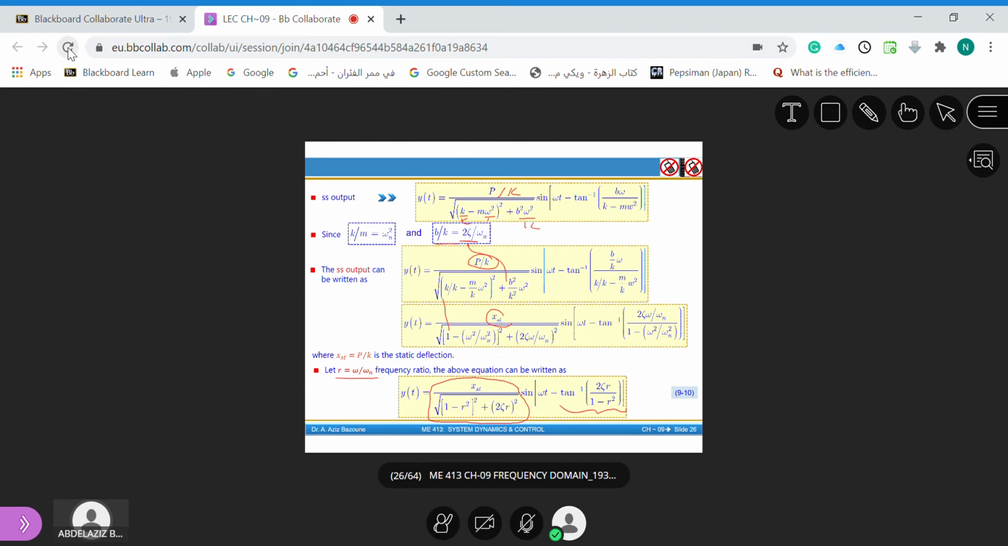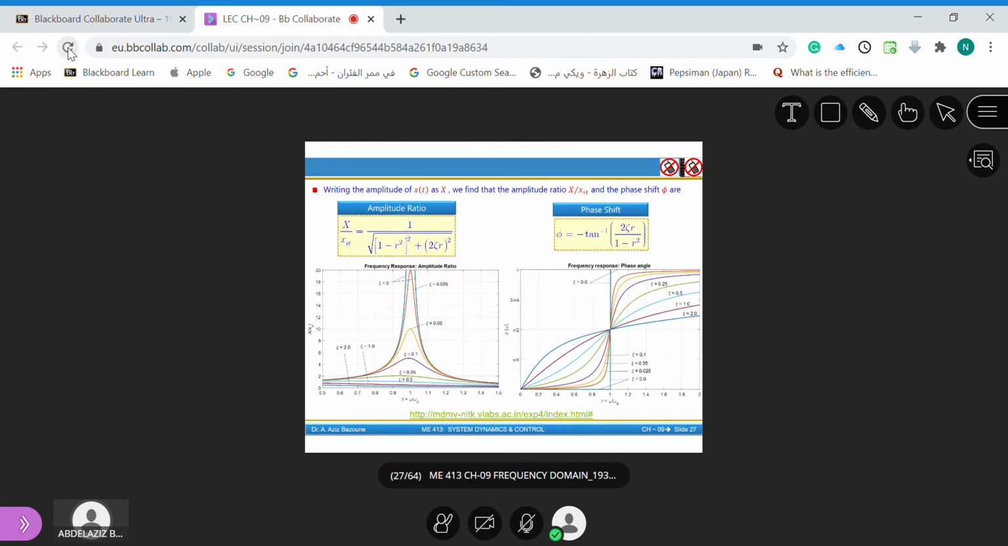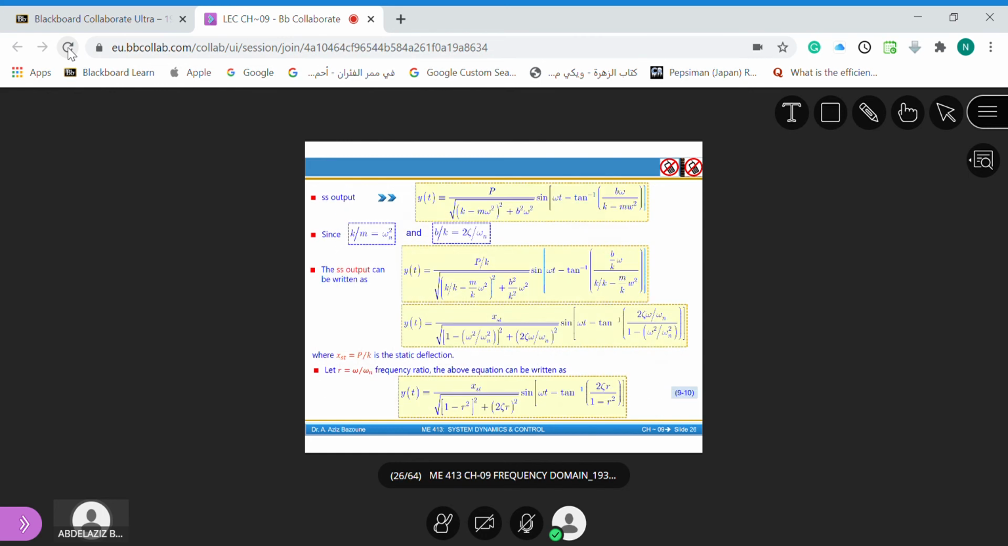Zeta is dimensionless and R is omega over omega n, the frequency ratio, which is also dimensionless. So we can further take Y over X static deflection. The left-hand side is dimensionless and the right-hand side is also dimensionless. If we take Y over the static deflection, we call it the amplitude ratio.